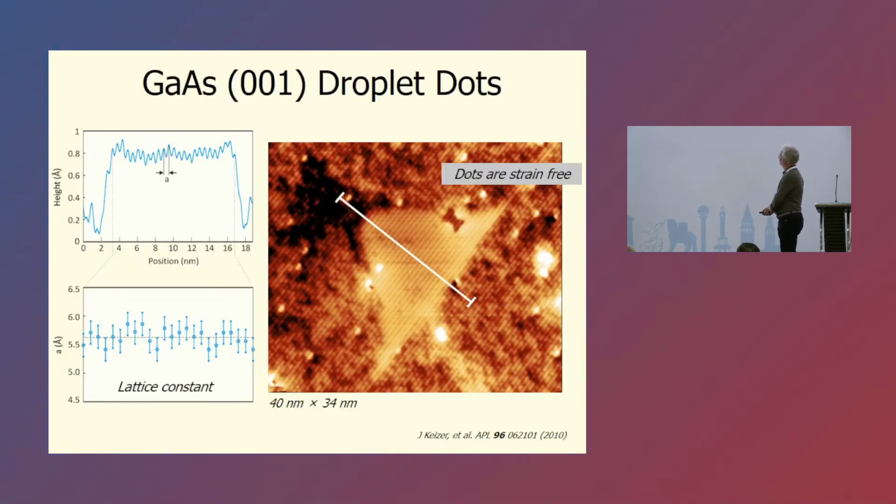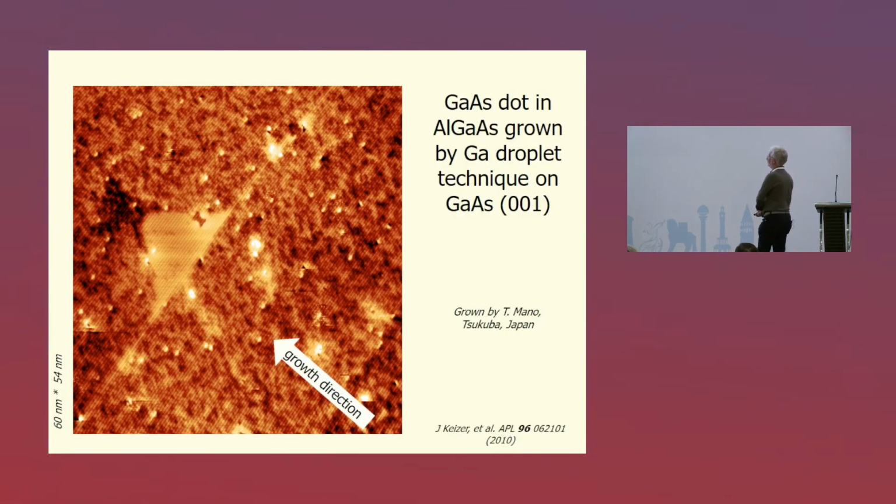Here we see one of the very first STM images that we took of a droplet quantum dot. This is a gallium arsenide droplet quantum dot in aluminium gallium arsenide. The aluminium gallium arsenide has this kind of speckled contrast that is due to the local variation in aluminium and gallium concentrations. Where it's brighter, we have a more gallium arsenide-like composition. When it's dark, it's more an aluminum arsenide-like composition.